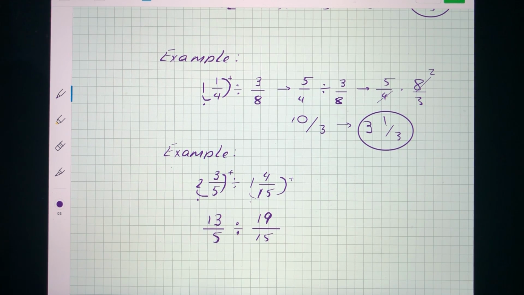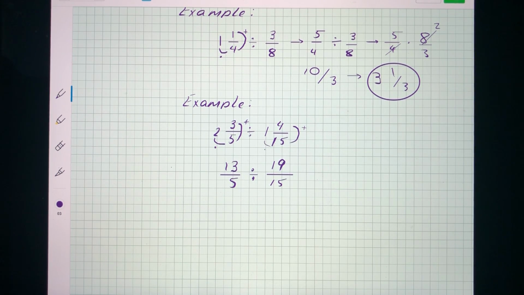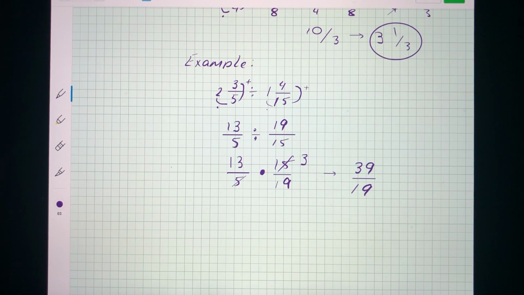The next step is we flip the number we're dividing by. So we have 13/5, and instead of dividing by 19/15, we're now multiplying by 15/19. 5 goes into 15 3 times, and we have 3 times 13, which is 39, divided by 19. If we wanted to convert it into a mixed number, again, 19 goes into 39 twice, which makes 38, leaving us with a remainder of 1 divided by 19. So this is our final answer for this question.